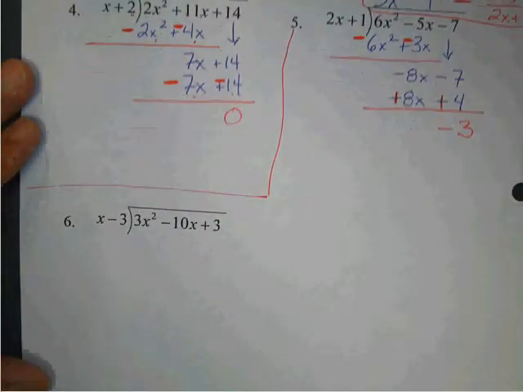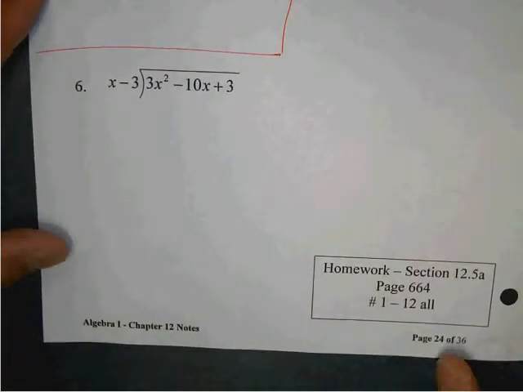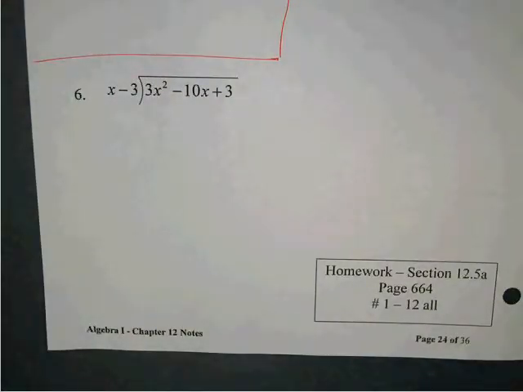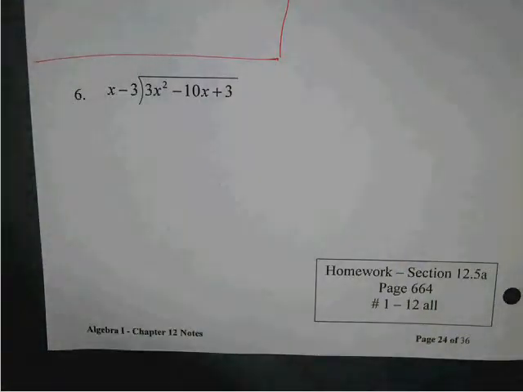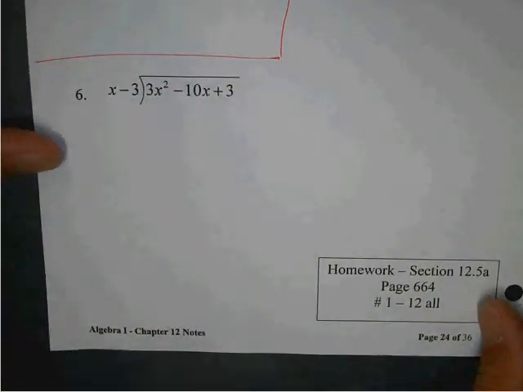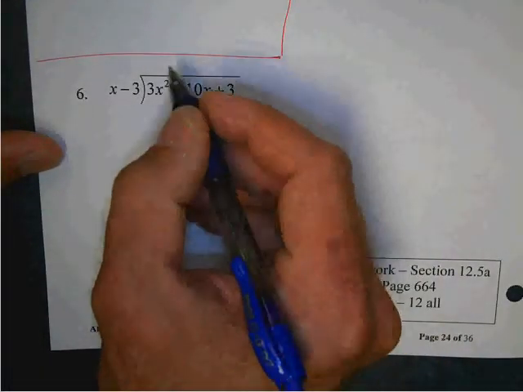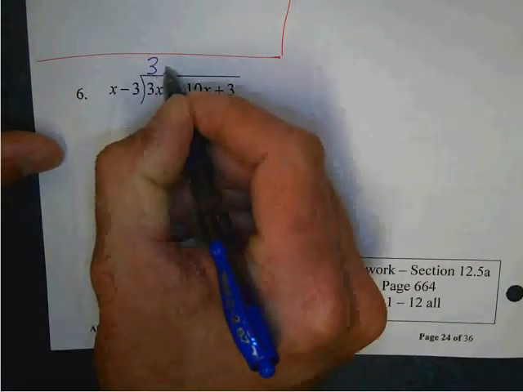Let's look at number 6. Take a sec. Don't say it. Write down what you think goes in the first spot above the 3x squared. Just don't say it. Write down what you think goes in there. Raise your hand when you think you got it. All right, Abby, what do you got? 3x. I like it. 3x.